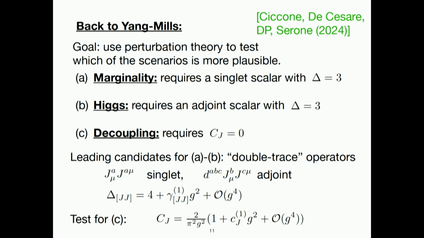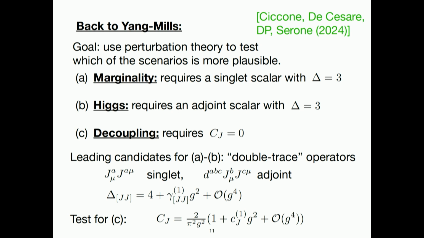I should also specify that in the particular case of SU(2), since this coefficient d^{abc} turns out to be 0, the leading adjoint operator starts from dimension 7. So in the case of SU(2), it's already clear that the Higgs scenario is quite unlikely.